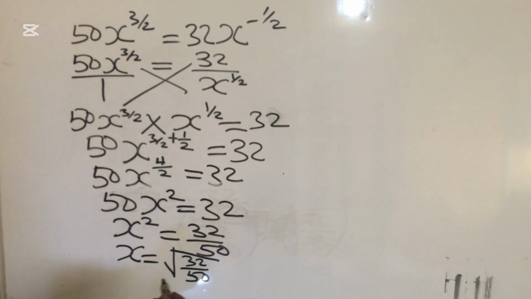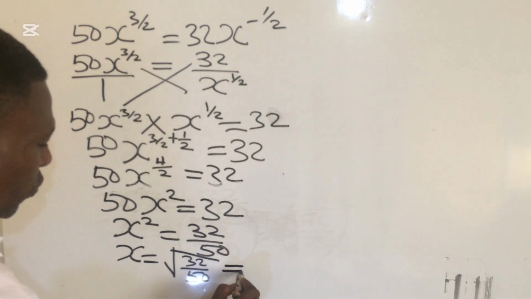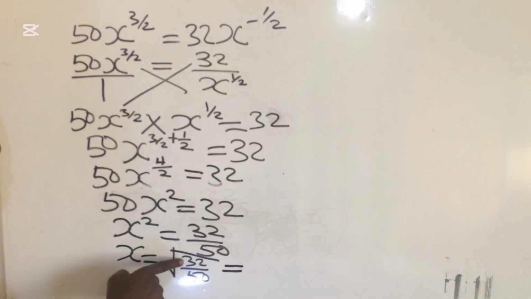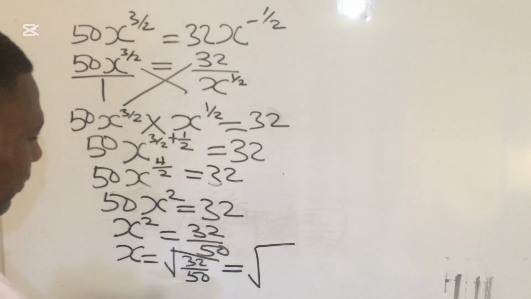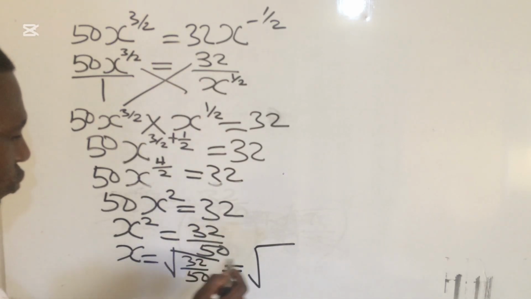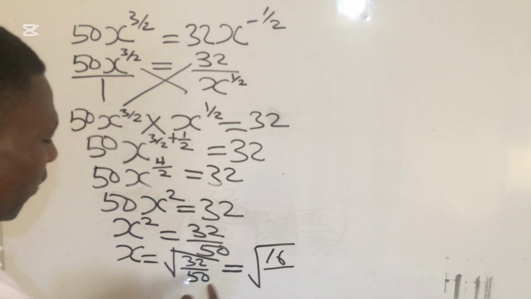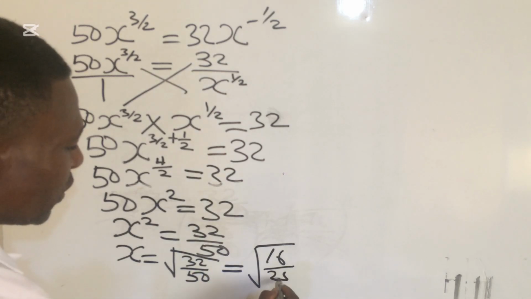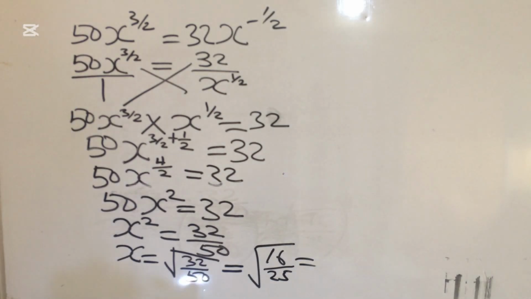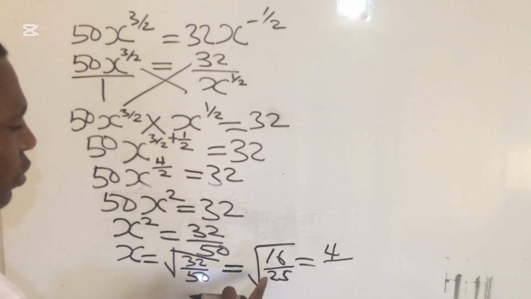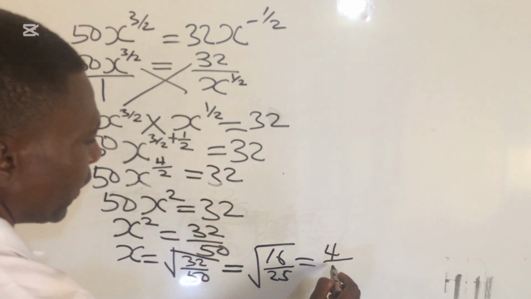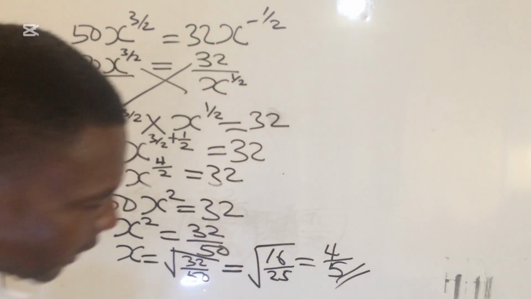Square root of 32 all over 50, which equals, let us reduce 32 and 50 by dividing both of them by 2, which will still have square root. 32 divided by 2 gives us 16, all over 50 divided by 2 gives us 25. Now, square root of 16 is 4 over square root of 25 is 5. So this is the answer.